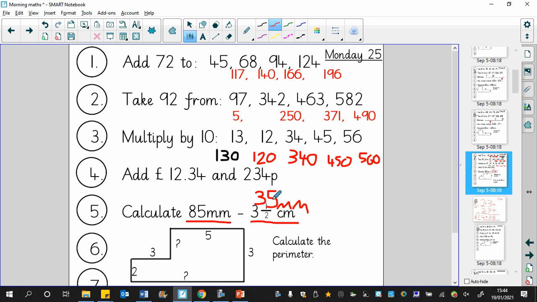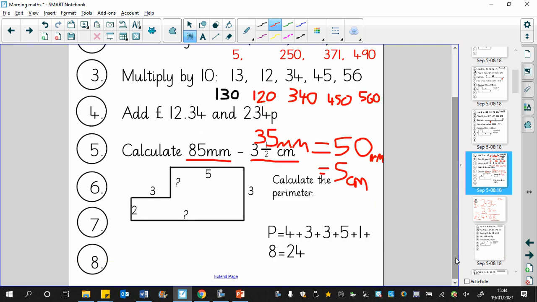But if we took away 5, we'd be left with 80 millimetres, and if we took away another 30, we are left with 50 millimetres. So the answer is 50 millimetres. And if you think about it, that is the same as 5 centimetres. So there we go, 5 centimetres.